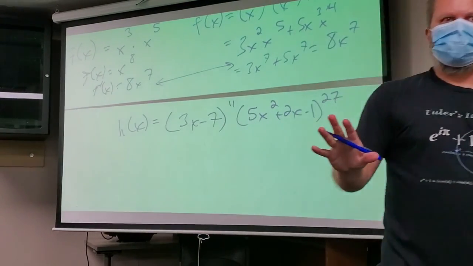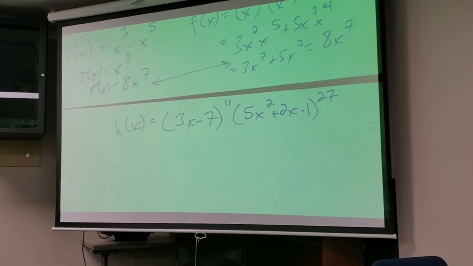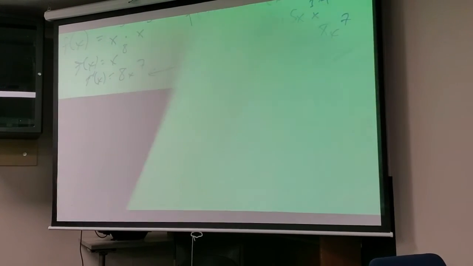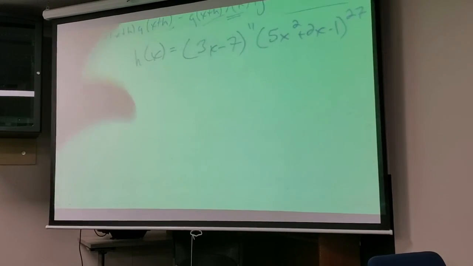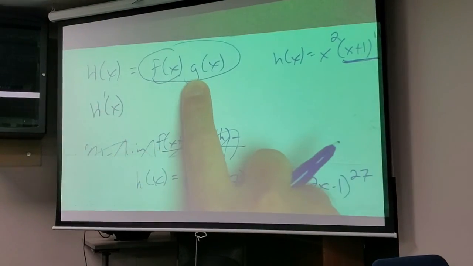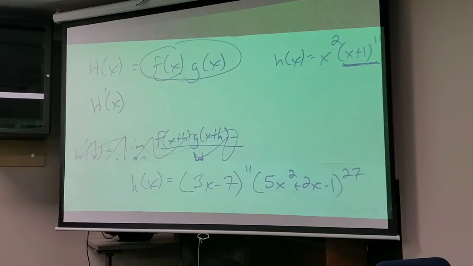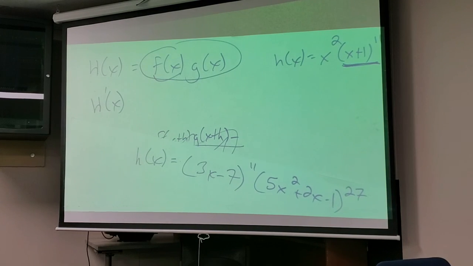No idea if you guys are with me. All right, so next time, there's the magic phrase. Next time we'll do, not surprisingly, quotient rule. What happens when I have two functions that are dividing each other? Right, and then we'll keep going.